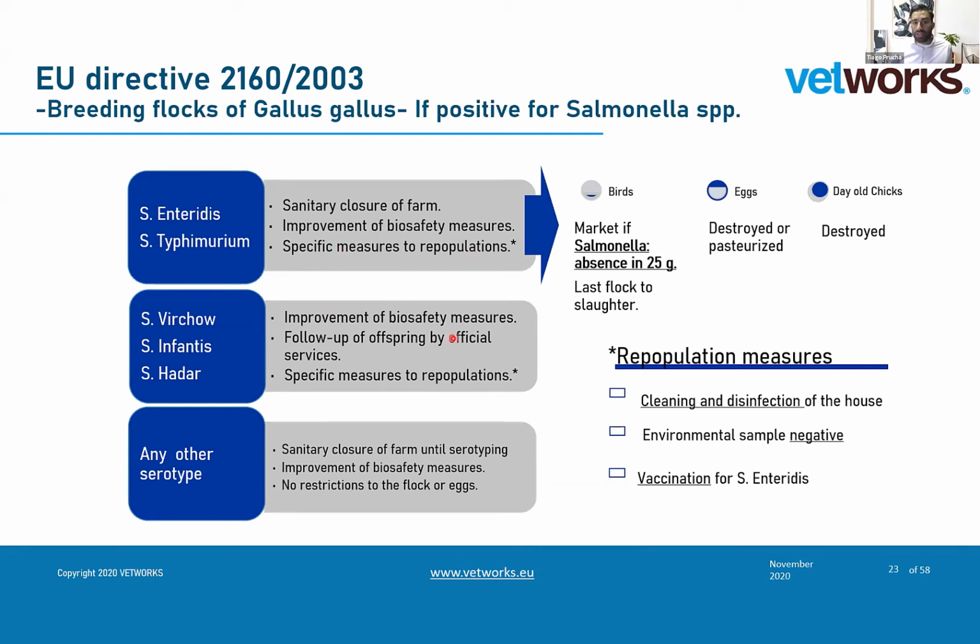On the specific measures for repopulation, basically we have to clean and disinfect the house, which we usually do, by the way. Then the environmental samples have to be negative between flocks. And the next flock has to be vaccinated for S. Enteritidis if it's the case. For all the other strains, they have less severe measures, but they still have some. So imagine that it's any other strain. You still have sanitary closure until serotyping, so until knowing which strain you are dealing with. You still have to follow some guidelines to improve your biosecurity measures. And in case of some serotypes, you don't have that many restrictions, both in the flock or in the eggs.